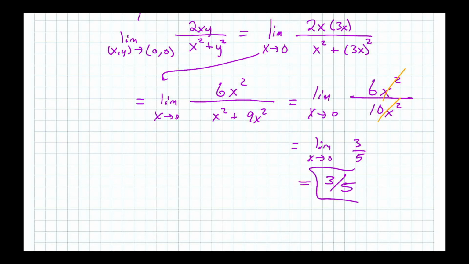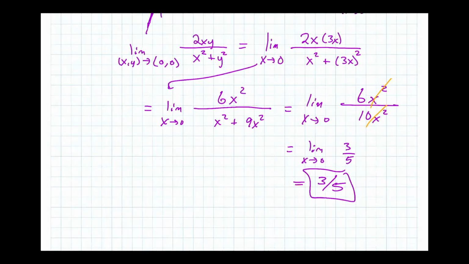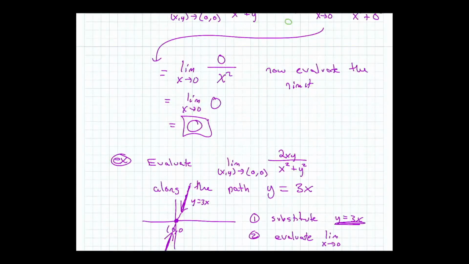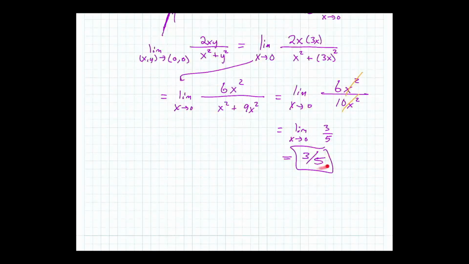Well, look at that. We got an answer there. That one's not zero, it's 3/5. Now, if you look at this, it was the same function that we were working out in both of these examples, right? So we evaluated the limit on a certain path and got zero. We change the path to y equals 3x, and now we get a limit of 3/5. So along those two different paths, we end up with two different limits.